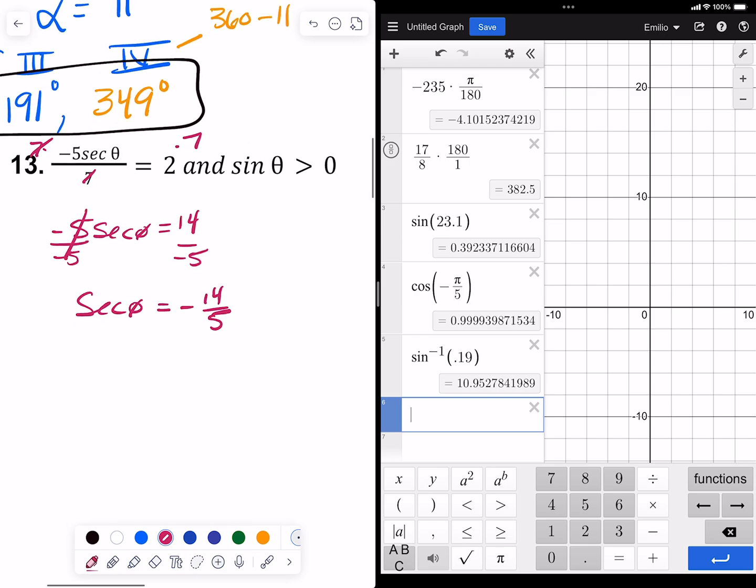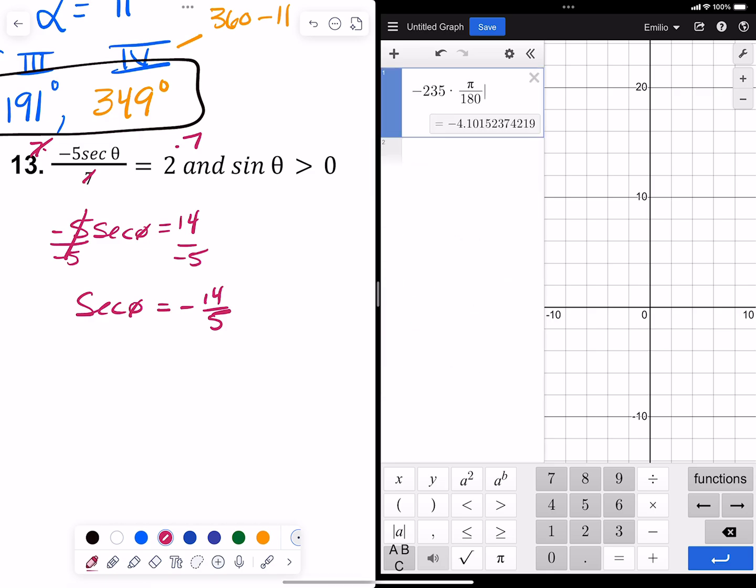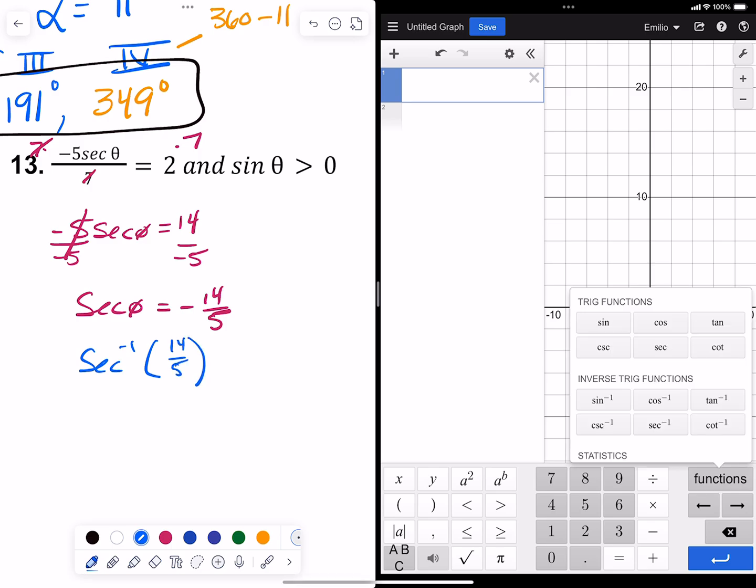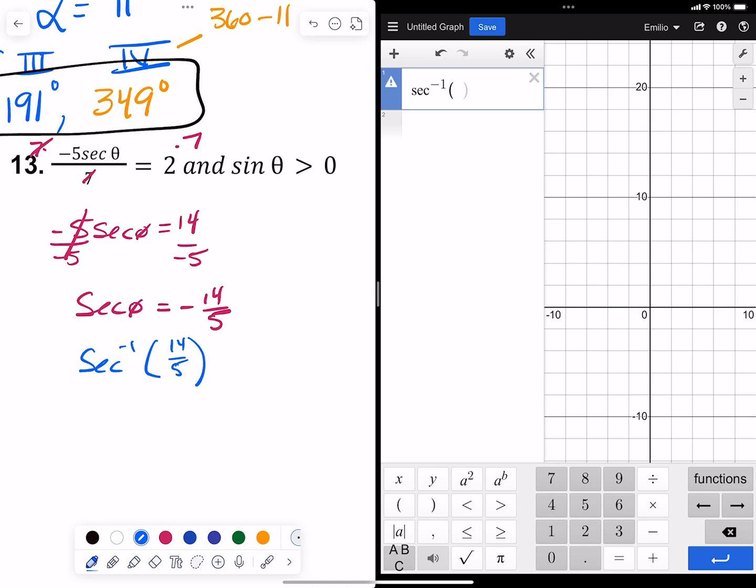All right, and now we're going to do basically the same thing that we did. Let me delete all this stuff on the right side. Now we're going to do the same thing that we did on the previous problem. We're going to use the inverse. So we're going to do secant inverse. We don't put the negative in there. You can make that a decimal if it makes you feel better. We pull up secant. We put in 14 divided by 5. This one we need to be in degrees, right? So 69 degrees. So that means that our reference angle is 69.